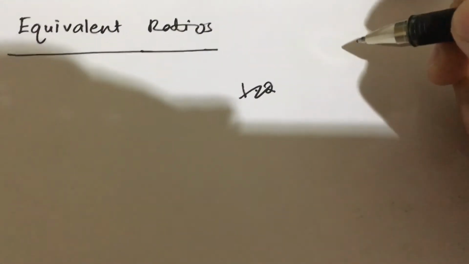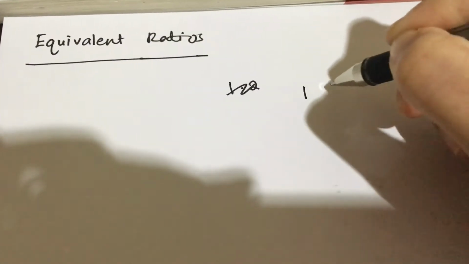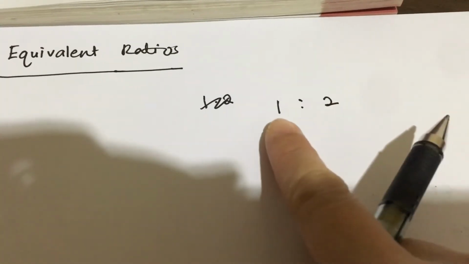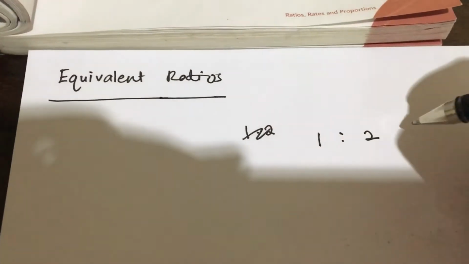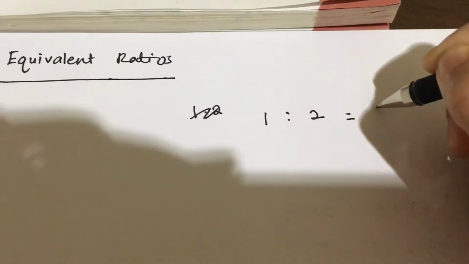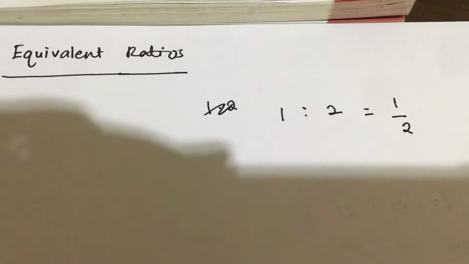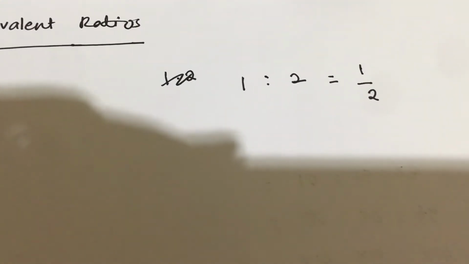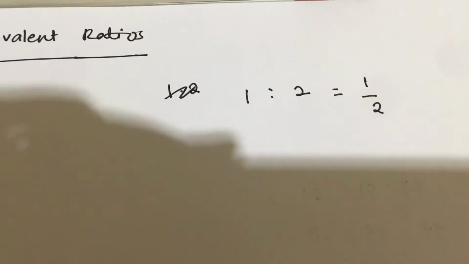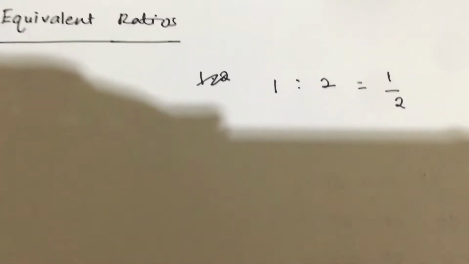Alright, so let us look at the ratios again. For example, if I have 1 to 2, this is a ratio 1 to 2, and you can also write it as a fraction, which is 1 over 2. Let me remind you, ratios must be in the simplest form, they must be in integers, and they can also be written as a fraction.